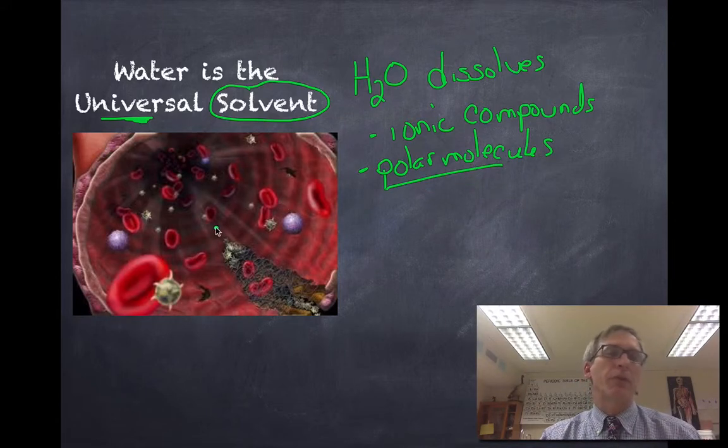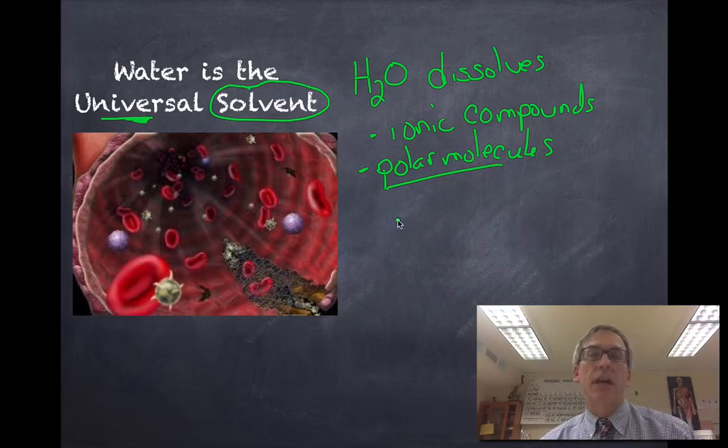Well, why do I have a picture of a blood vessel here? Blood, a lot of it happens to be water. So many of the molecules that need to be transported through our circulatory system and go to other cells are dissolved in water. Chemical reactions take place primarily dissolved in water. It's a key part of your metabolism.